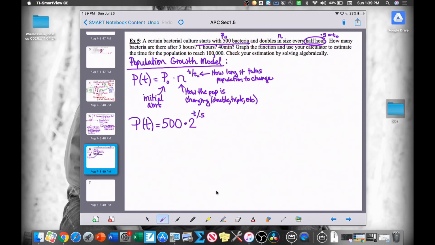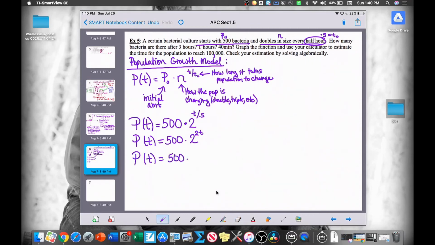So then I just do a little algebra here, all right? P of t is going to be equal to 500 times 2 to the t divided by 1/2, which is the same as t times 2. So t over 0.5 is the same as 2t. I can simplify my exponent a little bit. Really, 2 to the 2 times t, I could think of that as a power to a power, like this.